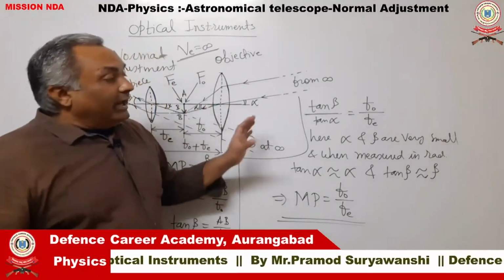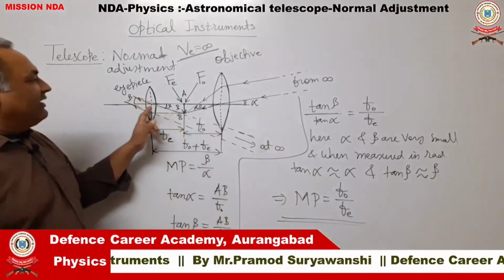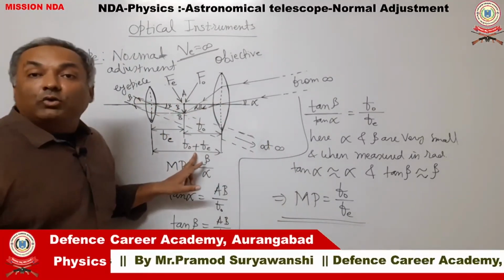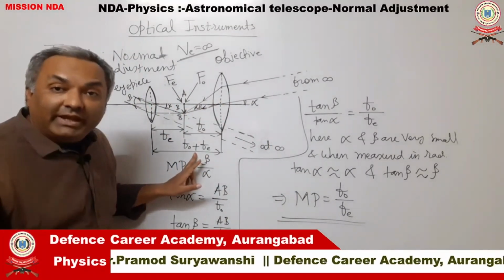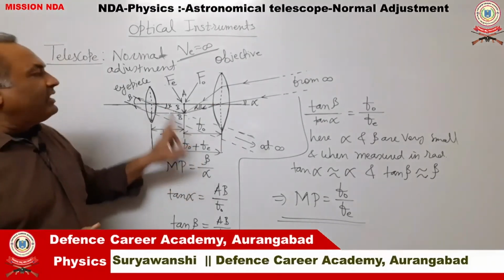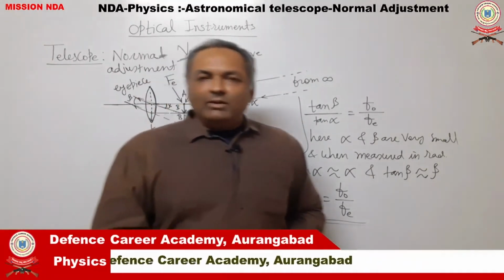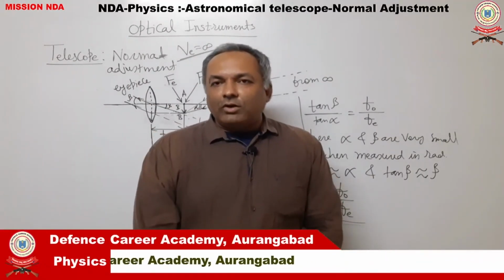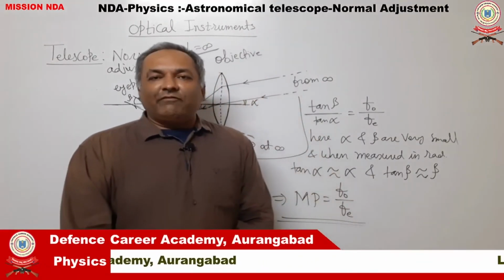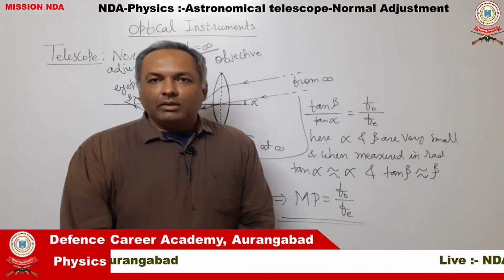Another important point: the distance between the two lenses is equal to FO plus FE. Again, remember, only when it is in normal adjustment. All right, that is all for normal adjustment of the refracting telescope. Thank you.